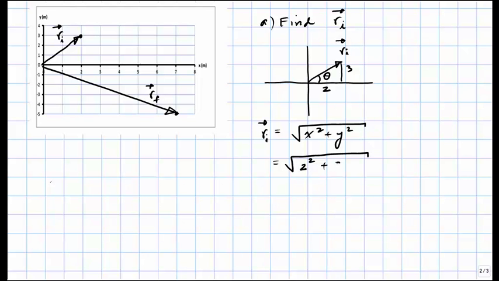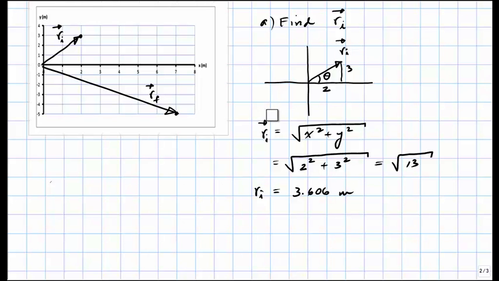So we have 2 squared plus 3 squared, which ends up being the square root of 13, and the square root of 13 turns out to equal 3.606 meters. Now we need to determine the angle.